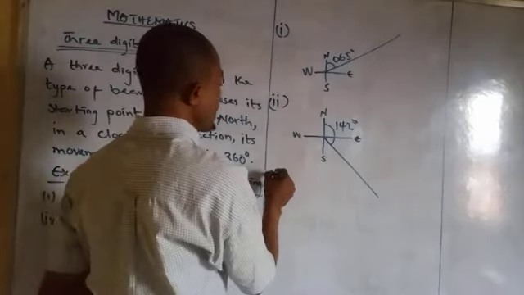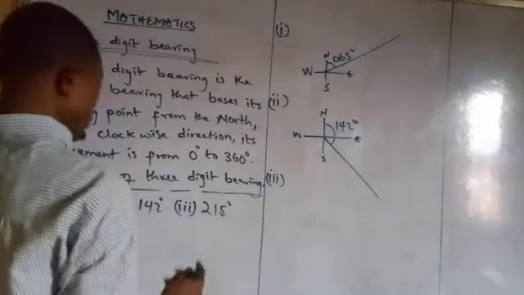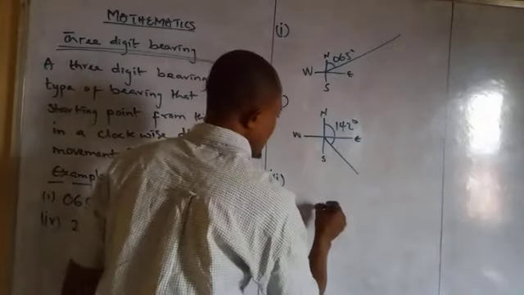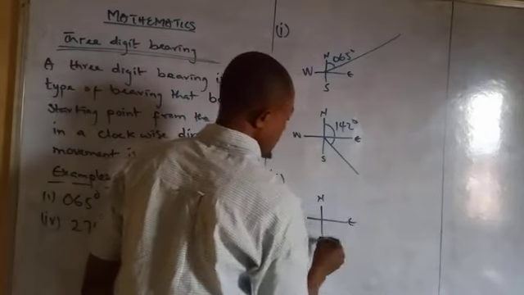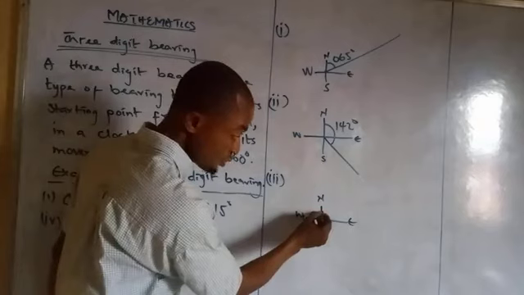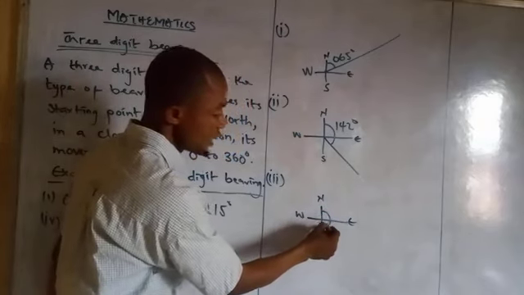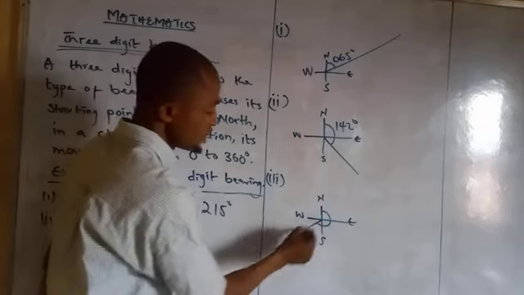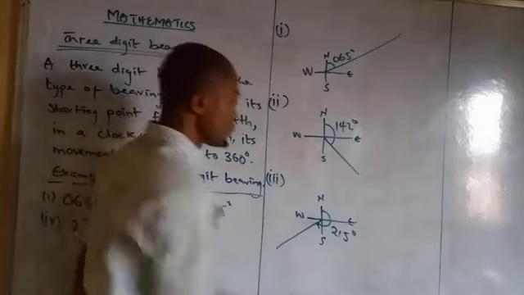Then we want to go to 3, 215 degree. We have our cardinal points: north, east, south, and west. 215 degree, from the north also in a clockwise direction. 90, 180. So 215 should be somewhere around there. Then we have our angle here. So from here down to this place is 215 degree.